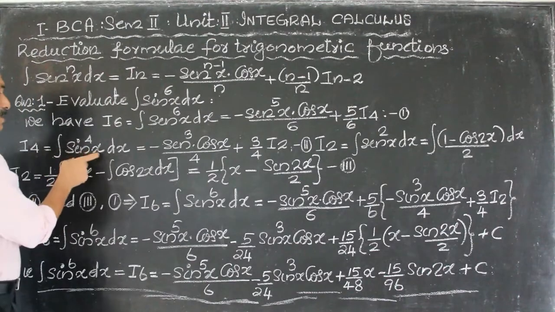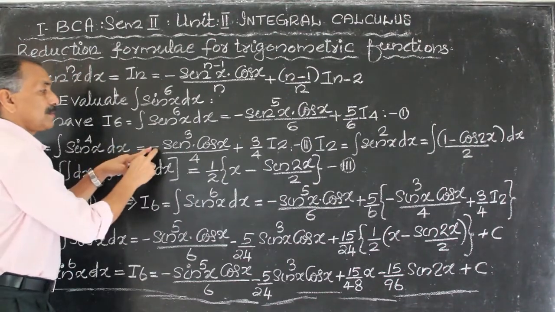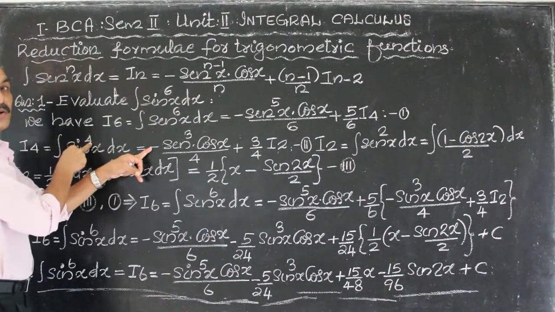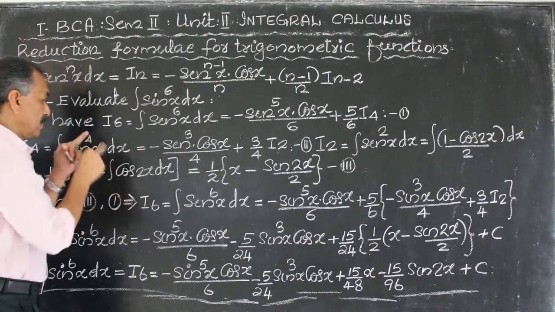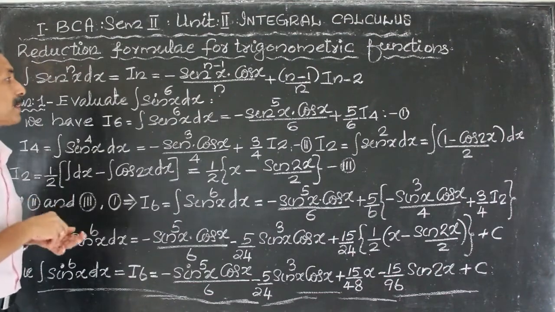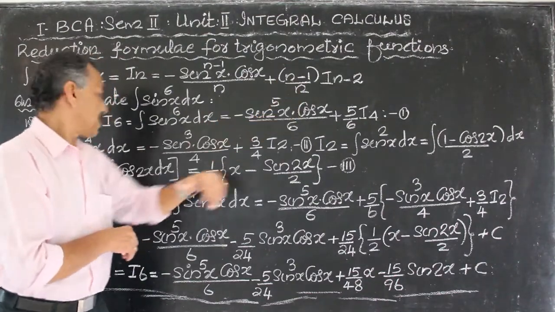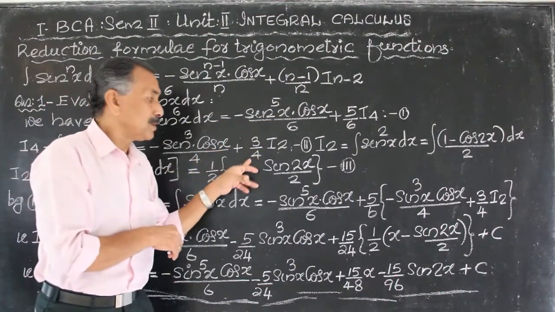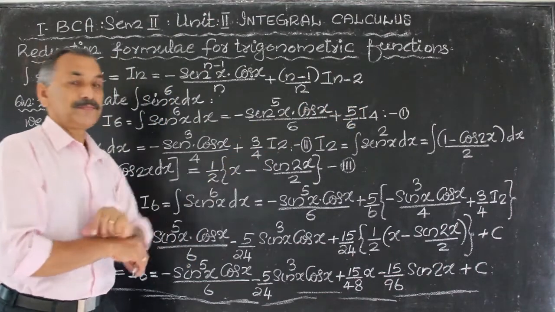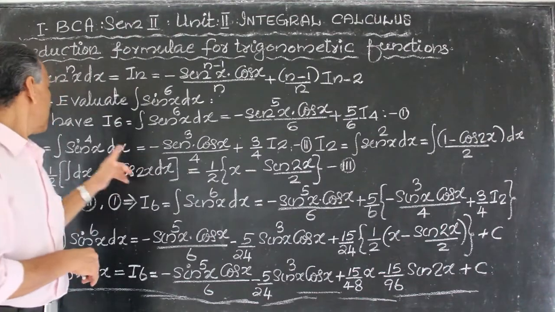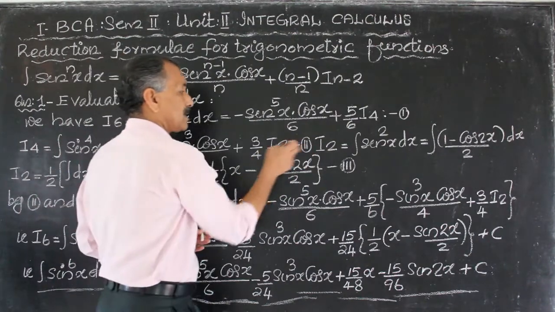Then I 4 is equal to the integral of sine raised to 4x dx, equal to minus sine raised to n minus 1. Here n is equal to 4, 4 minus 1, sine cubed x into cos x by n. Here n is equal to 4. Right, so minus sin cubed x cos x by 4 plus n minus 1 by n, 4 minus 1, 3 by 4, into I 4 minus 2, I 2. Second, then we substitute the value of I 4. Then what is I 2? Next I 2.